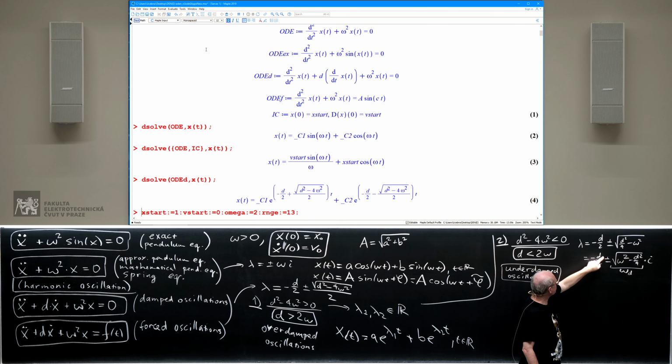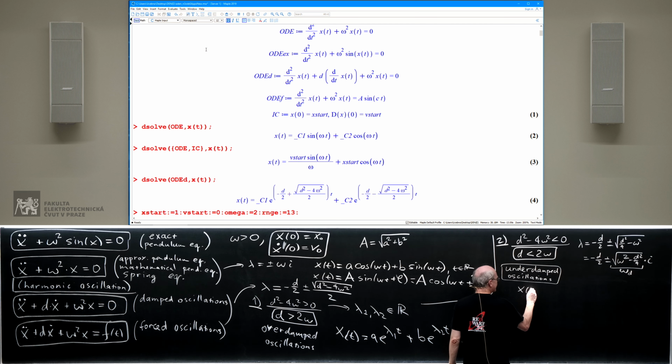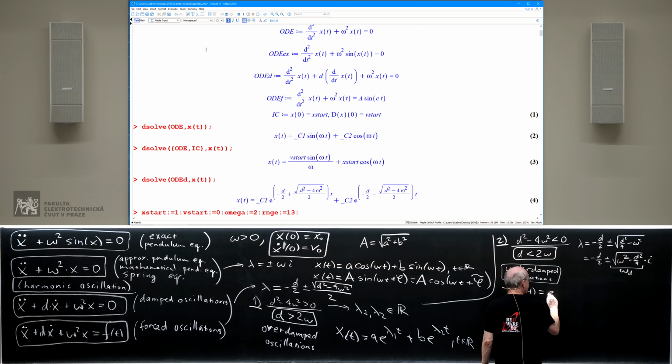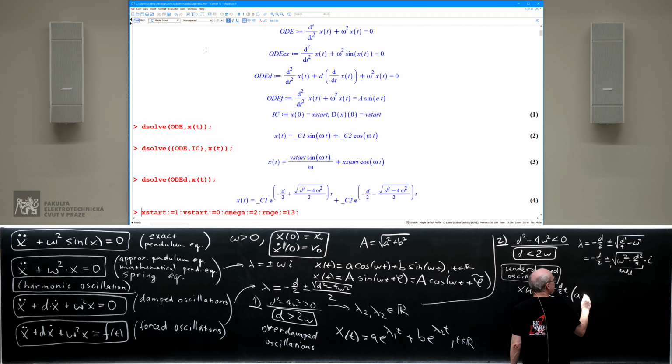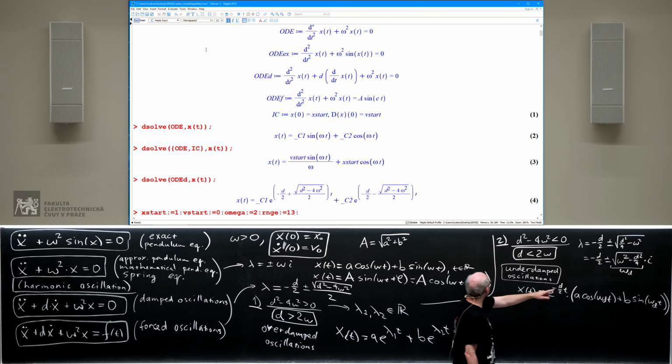And then there is this part, which is actually the real part of lambda, and this one comes to the exponential when we are forming the solution. So the solution looks like this. x(t) is equal to, I'm going to factor out this exponential, e to the negative d over 2 t, and then there is a part with cosine, a times cosine omega d t, plus b times the sine part, sine omega d t.